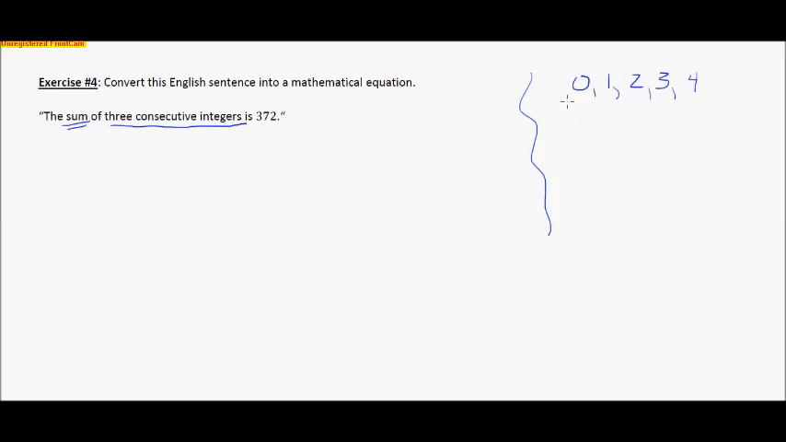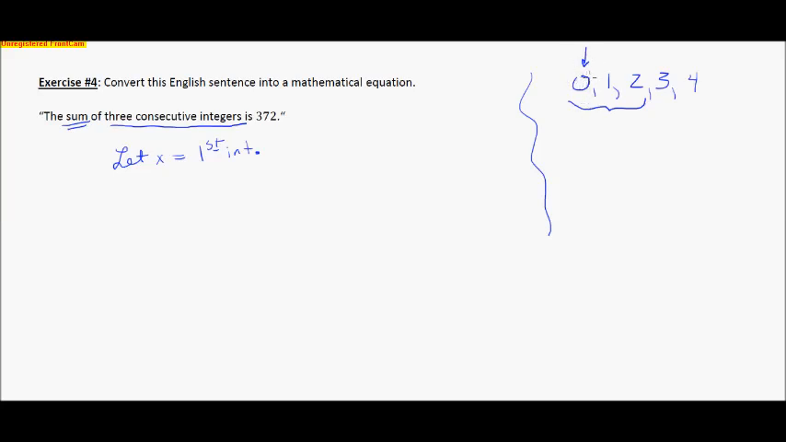All right. Well, I have to define my variable. If these were my 3 consecutive integers, well, I have to start somewhere with something that I don't know. And let's just do this. Let's say let x equal the first integer. Okay, I'm going to abbreviate integer, int. And, well, if x was the first integer, say it was 0.